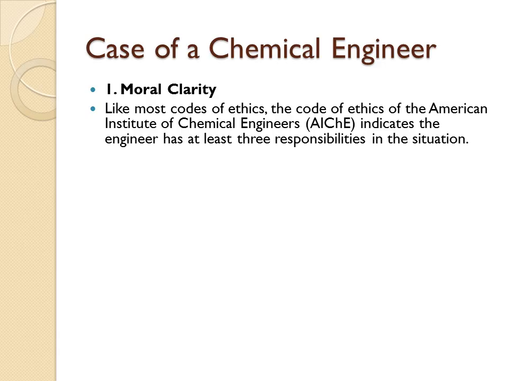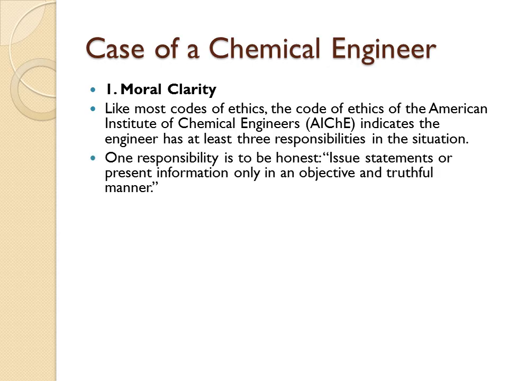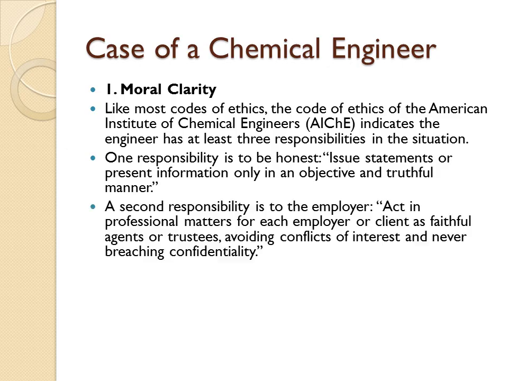Now, like most codes of ethics, the Code of Ethics of the American Institute of Chemical Engineers, because we are studying the case of a chemical engineer, indicates the engineer has at least three responsibilities in this particular case. One responsibility is to be honest: issue statements or present information only in an objective and truthful manner. So the code requires the chemical engineer to be honest.